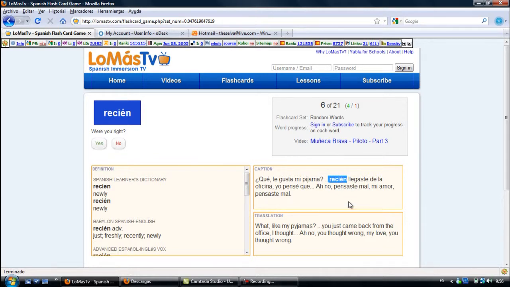You need it in context, because when you learn a foreign language, you don't need to learn word for word, because you'll notice that word for word translations are not correct. You can't go from one language to the other translating word for word. You translate ideas. So when you learn a word in context, you have an idea instead of just a vocabulary word. And here we have just here. So recién llegaste, you just came back. That's recién llegaste. So to learn in context is super.